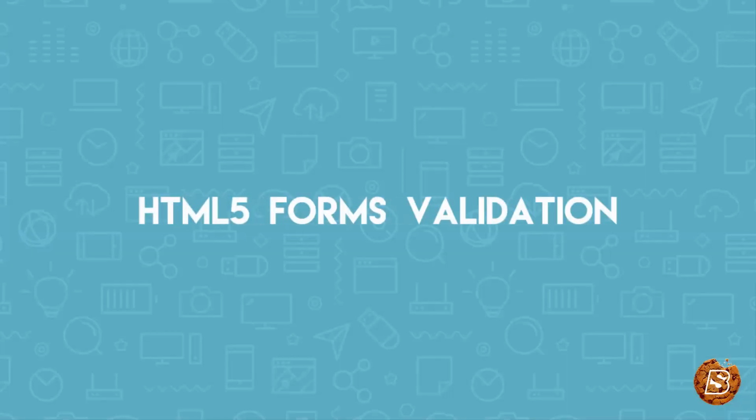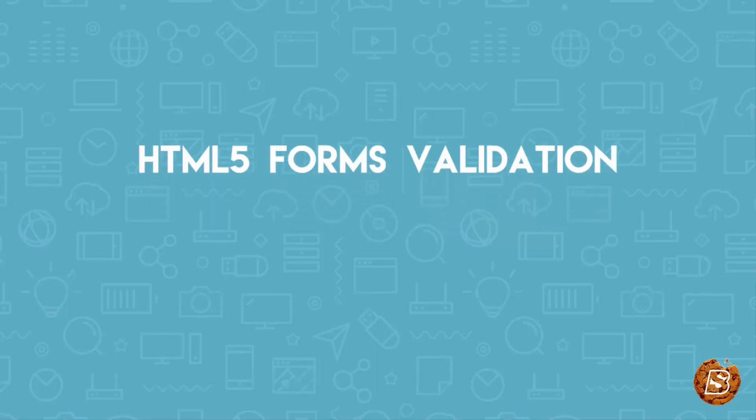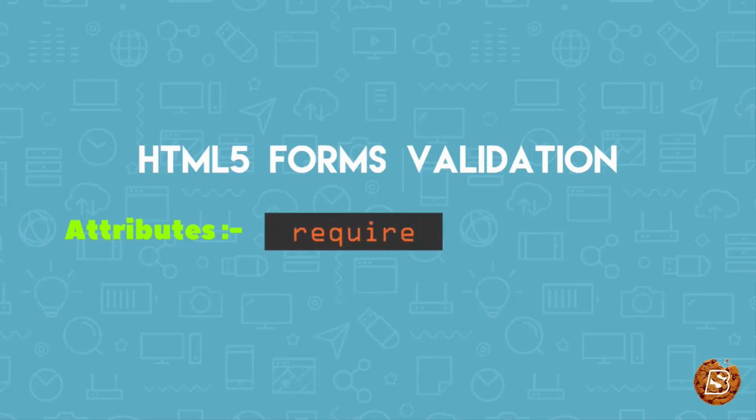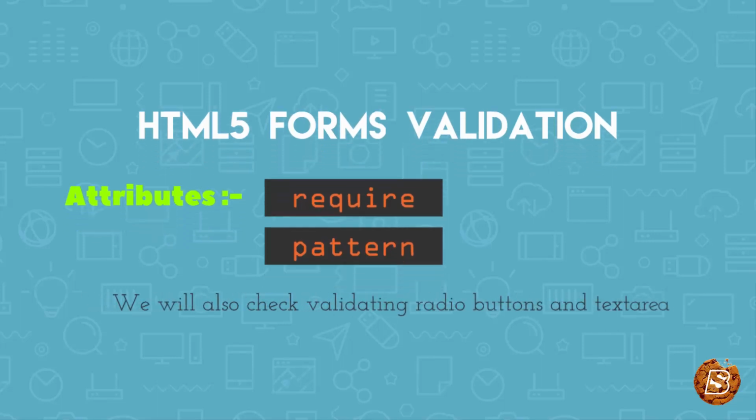In this lecture, we'll talk about form validation in HTML5. The form validation in HTML5 is done via two attributes. First one is the required attribute and the other one is the pattern attribute. And we'll also see how we can validate different input types like checkboxes, radio buttons and text area in HTML5 using the required and pattern attribute.